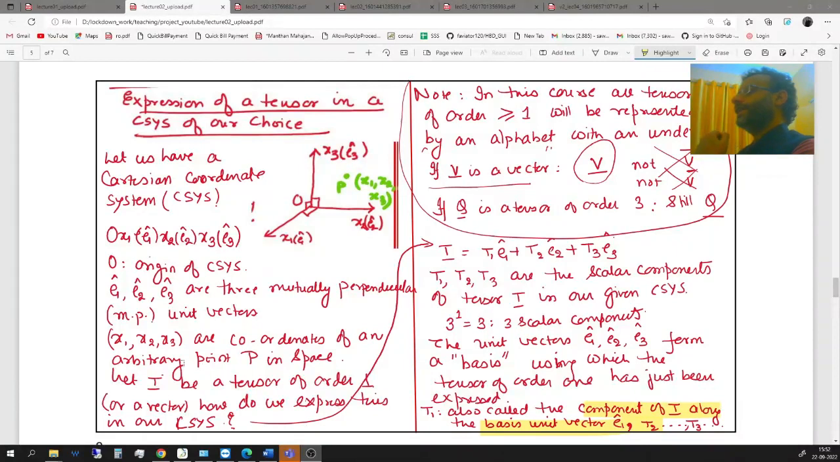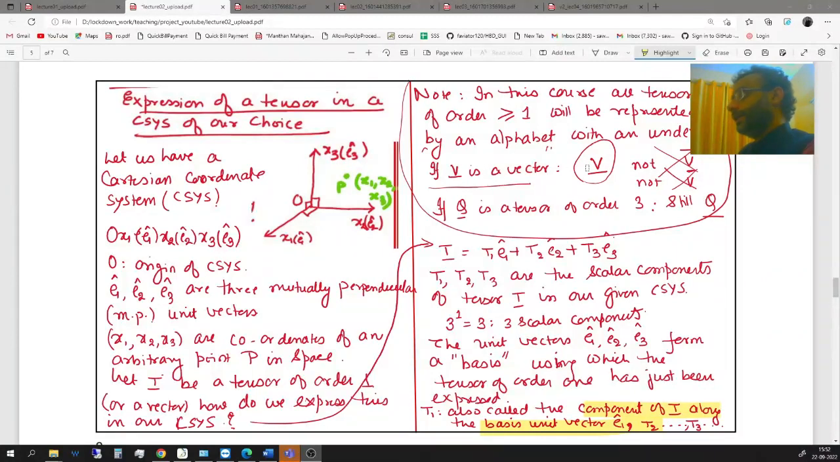Now, if I have a tensor T, say it has order 1, so it is a vector, how do I express that tensor of order 1 in this coordinate system? Now note that in this course, all tensors of order greater than or equal to 1 will be represented by an alphabet with an underbar, like what I am showing here, V underbar or Q underbar.